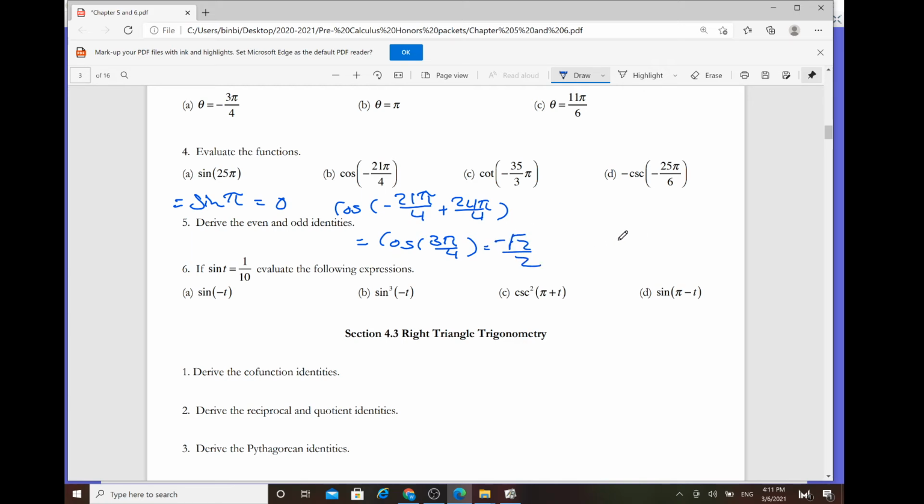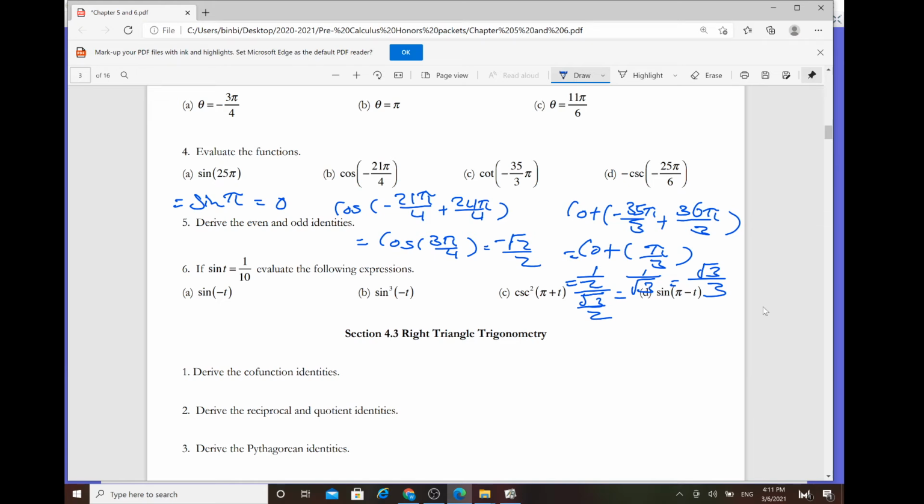And then cotangent of negative 35 pi over 3. So this one is just cotangent of negative 35 pi over 3 plus 36 pi over 3, so add 12 pi. Find out the positive coterminal angle first. So cotangent of pi over 3, cotangent of 60, which is considered 1/2 over root 3 over 2, which is just 1 over root 3. So root 3 over 3.